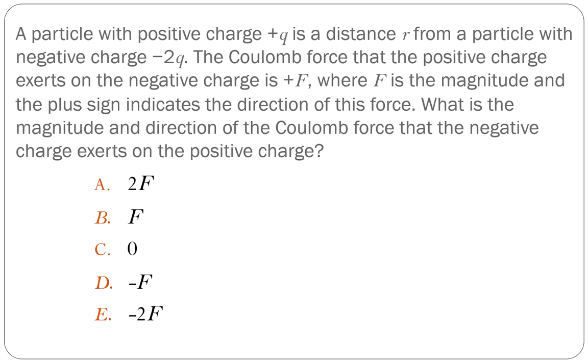A particle with positive charge of plus q is the distance r from a particle with a negative charge of minus 2q. The Coulomb force that the positive charge exerts on the negative charge is plus F, where F is the magnitude and the plus sign indicates the direction of the force. What's the magnitude and direction of the Coulomb force that the negative charge exerts on the positive charge?